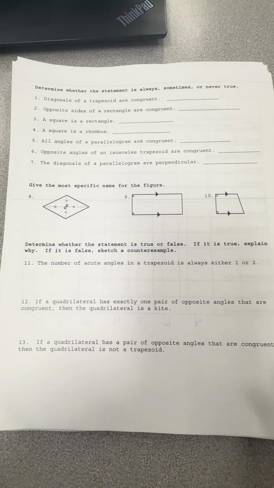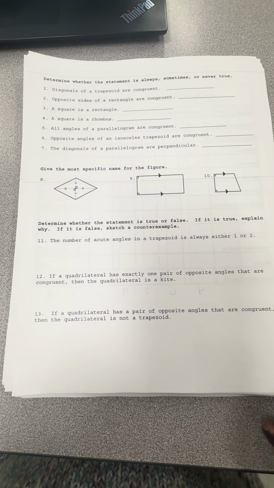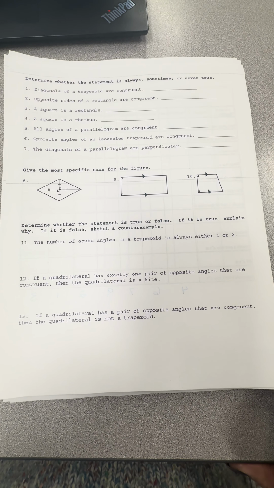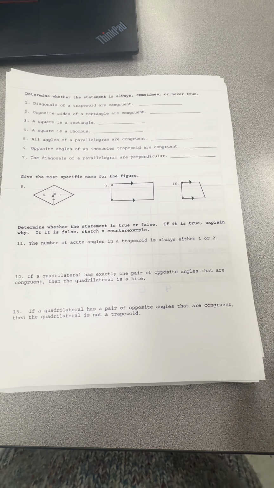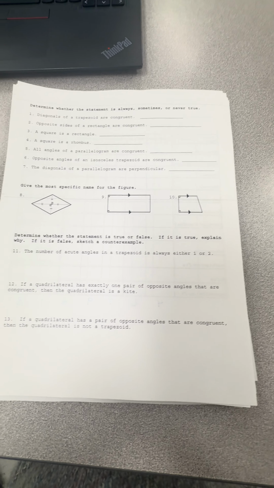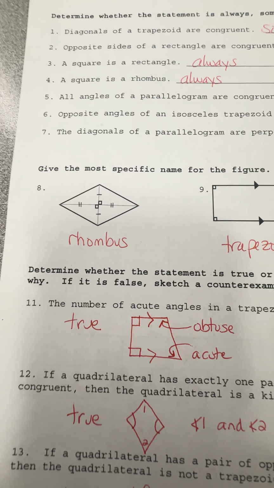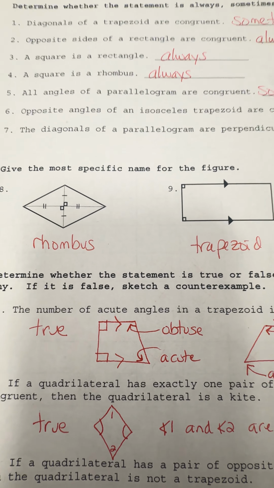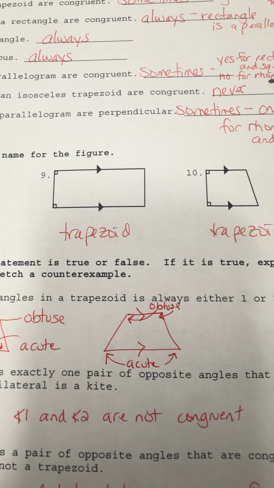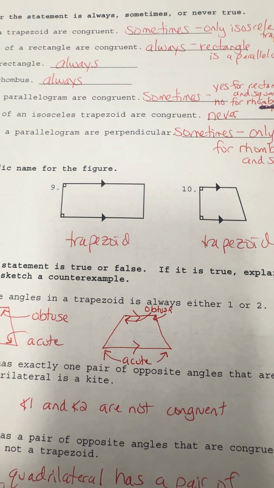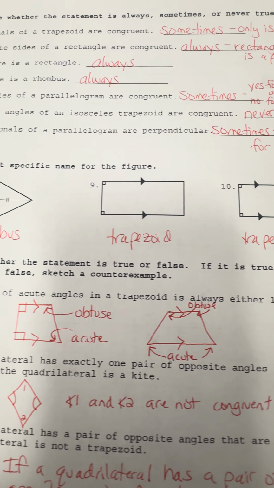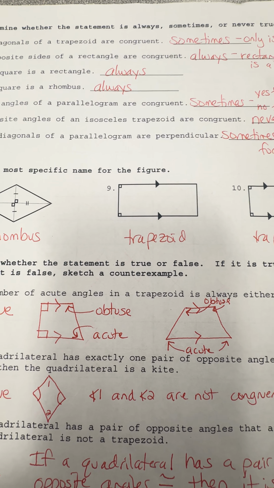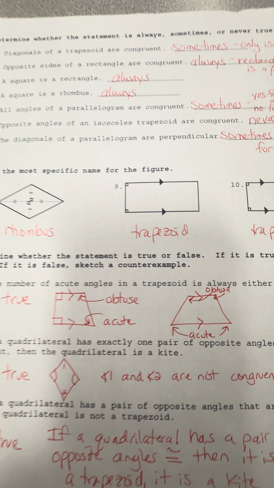So the next section, determine whether the statement is true or false. If it's true, tell why, and if it's false, sketch a counterexample. The number of acute angles in a trapezoid is always either 1 or 2. Well, that's true, because if you look at a trapezoid, it could have an obtuse angle and an acute angle, or another idea, we would have 2 obtuse and 2 acute. So look at the two differences there. There's either 1 acute or 2 acute.